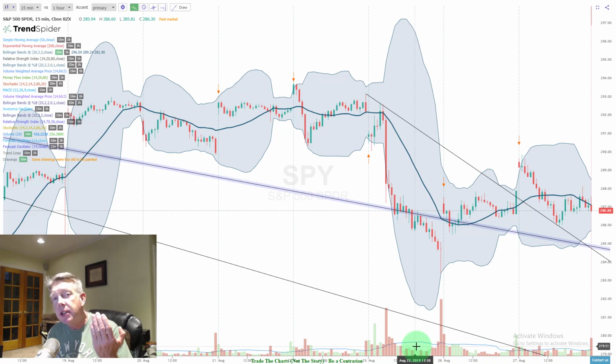Does it close at the highs of the day? Does it close at the lows of the day? Does it close above support? Did it close above support on volume? Because that'll dictate which direction the market is going to go.